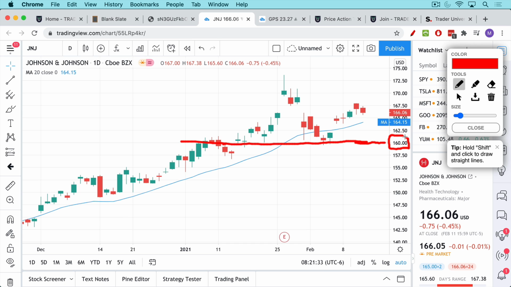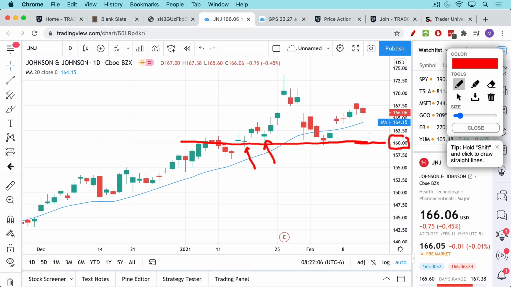These big round numbers often have a lot of options open interest associated with them, and so they are important both from a psychological perspective and also from an options hedging perspective. But either way, this functioned as resistance. This was a little bit of a ceiling. We were able to get above it, and we tested it a couple times. That 160 level held. We can see right here it held, and it also held here. So that becomes the new support level.